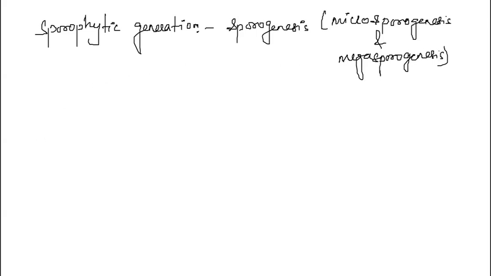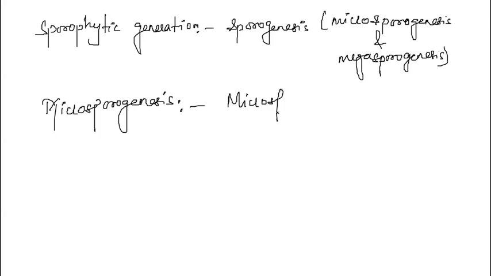So we will begin our discussion with microsporogenesis. In microsporogenesis, microspores are produced. Where are these microspores produced? These microspores are produced in the organ named the anther. They happen in the organ of the plant named the anther. Clear?